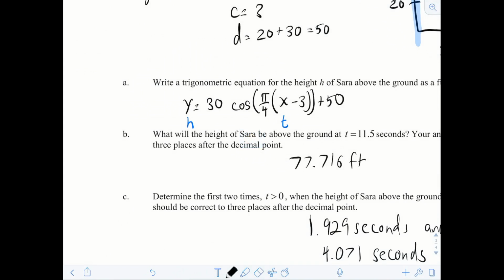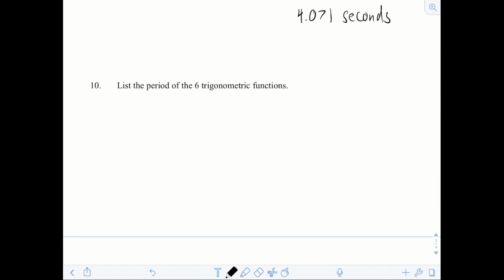Okay, next thing, list the period for the trigonometric function. So sine, cosine, secant, cosecant, all of these are going to have a period which is going to be 2 pi. While tangent and cotangent are going to have a period that is going to be pi. Those are the only 2 that are different.